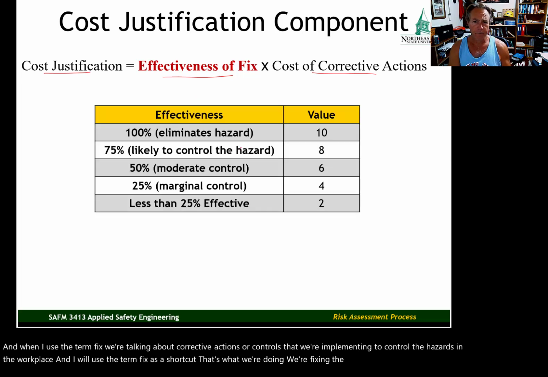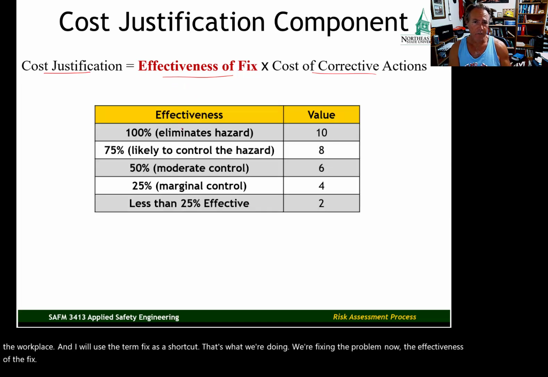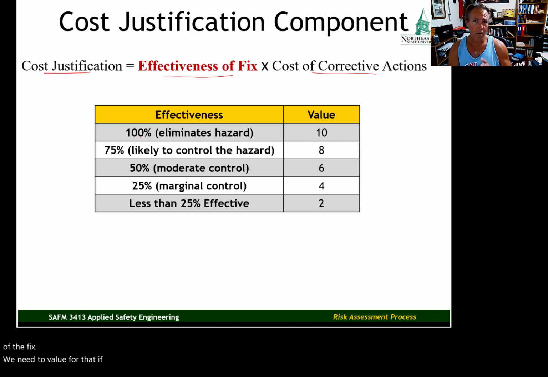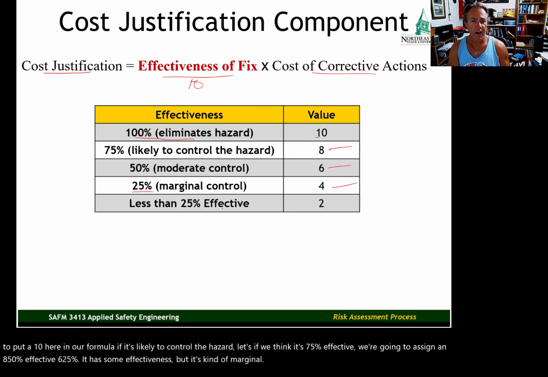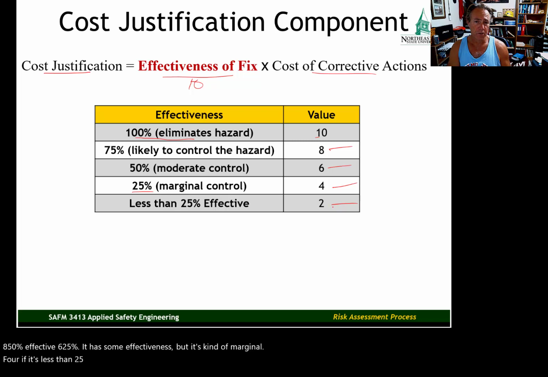Now, for the effectiveness of the fix, we need a value. If our corrective measure completely eliminates the hazard, it's 100% effective, and we're going to put a 10 here in our formula. If it's likely to control the hazard, if we think it's 75% effective, we're going to assign an 8. 50% effective, 6. 25%, it has some effectiveness but it's kind of marginal, 4. If it's less than 25% effective, it's going to receive a 2.